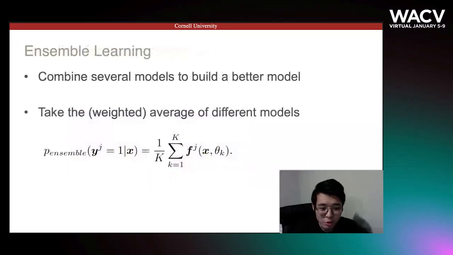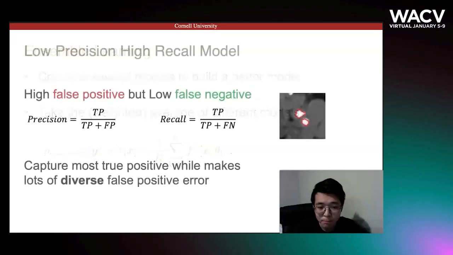One idea that people use to boost performance is to combine multiple models. Instead of using a single model prediction, you can train several models as diverse as possible and take the weighted average of these models, hoping that this ensemble prediction can better approximate the true posterior distribution.